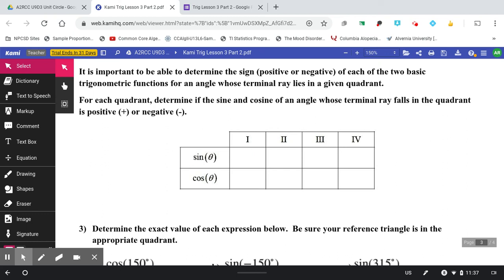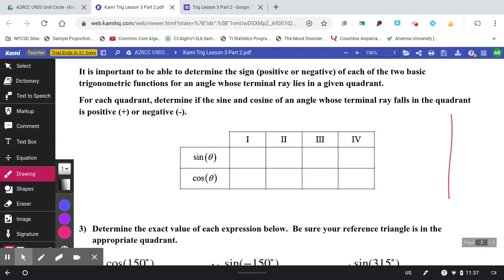Okay, so now we're going to go on to the other quadrants. And really the only difference is whether they are positive or negative. So just the signs are going to be different. Okay, so if you remember, as you look at your quadrants, this is quadrant 1, 2, 3, and 4.